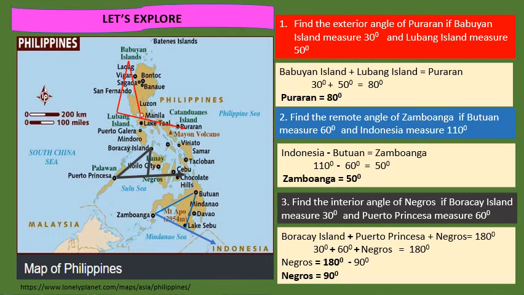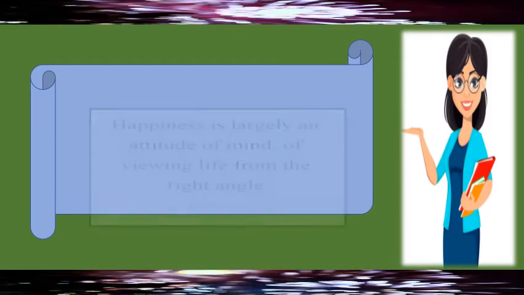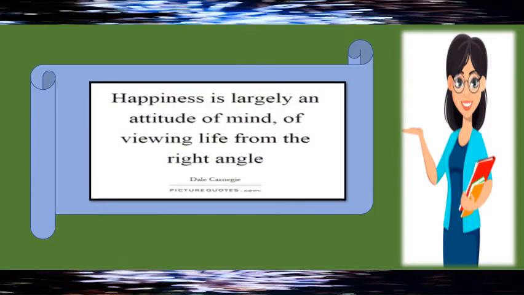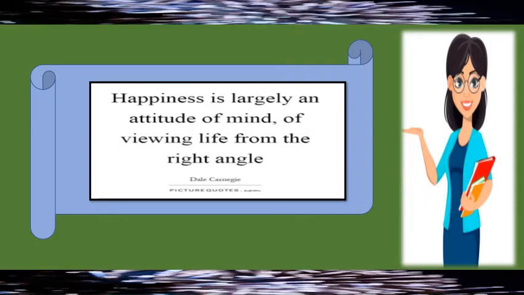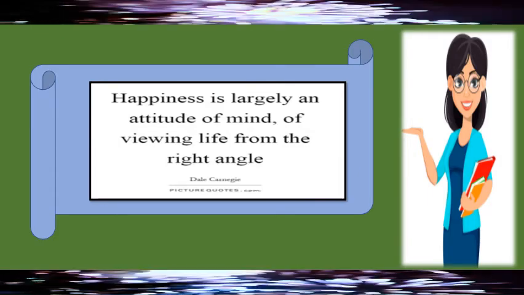Okay, that's the answer. In the end, I would like to end this with an inspirational message. Happiness is largely an attitude of mind, of viewing life from the right angle. That's according to Dale Carnegie.